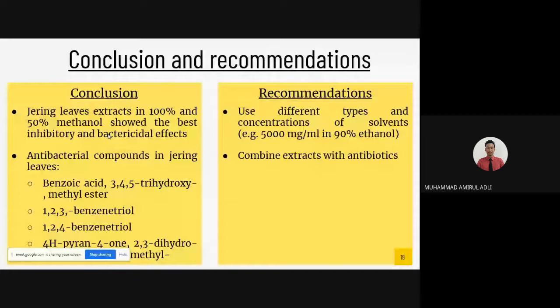And here are the references for the article journals that were cited in this presentation.